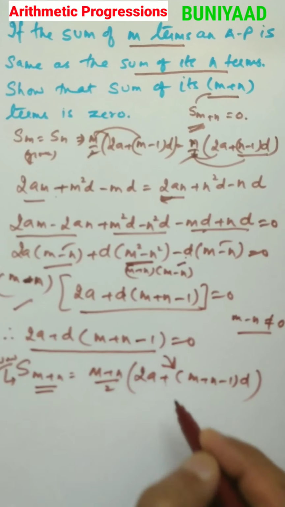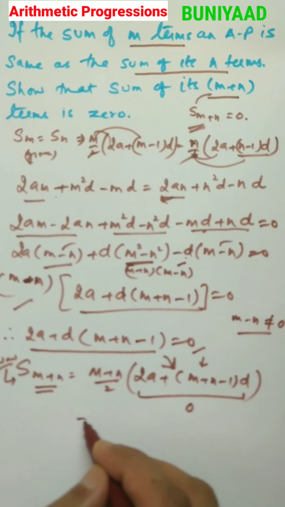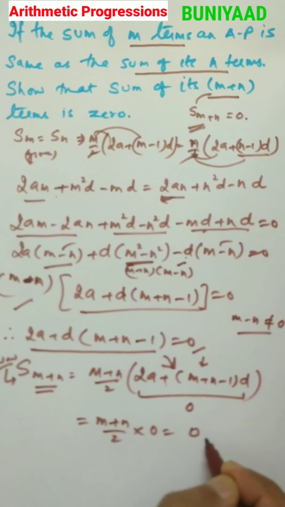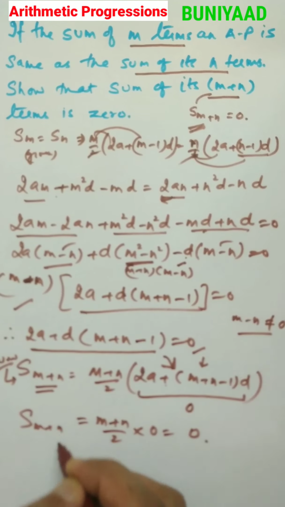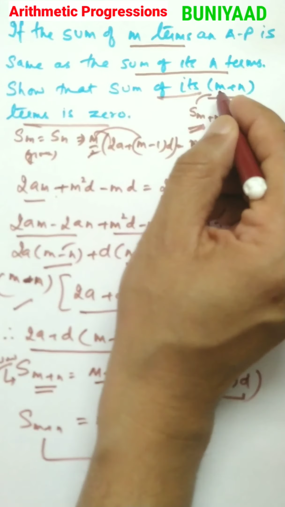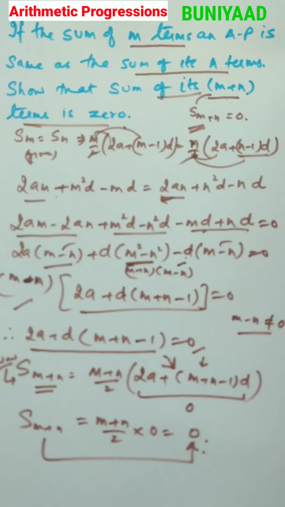What is this? The whole term is what? 0. So it means (m plus n) by 2 into 0, it will be 0. So Sm plus n is 0, which we have to prove. Sum of its m plus n terms is 0.